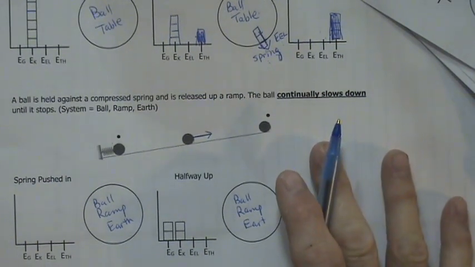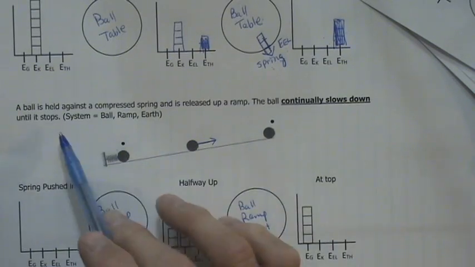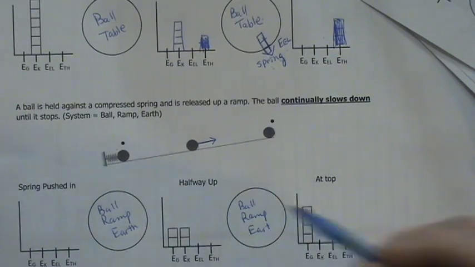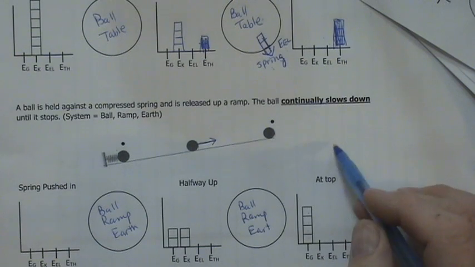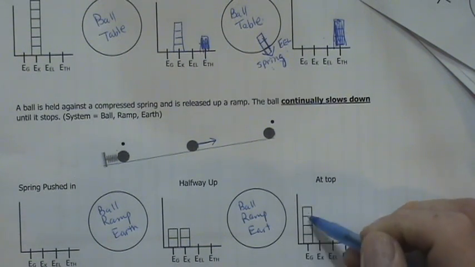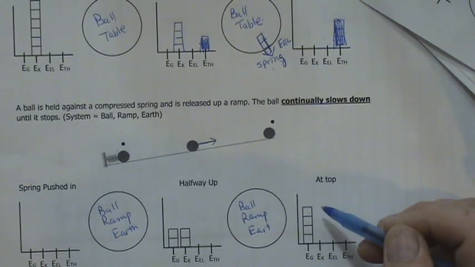Okay, I'm going to need to modify these bars a little bit because this does say the ball continually slows down until it stops. So I'm just going to kind of work backwards with this one. So at the very top, we have 4 bars of gravitationally stored energy.